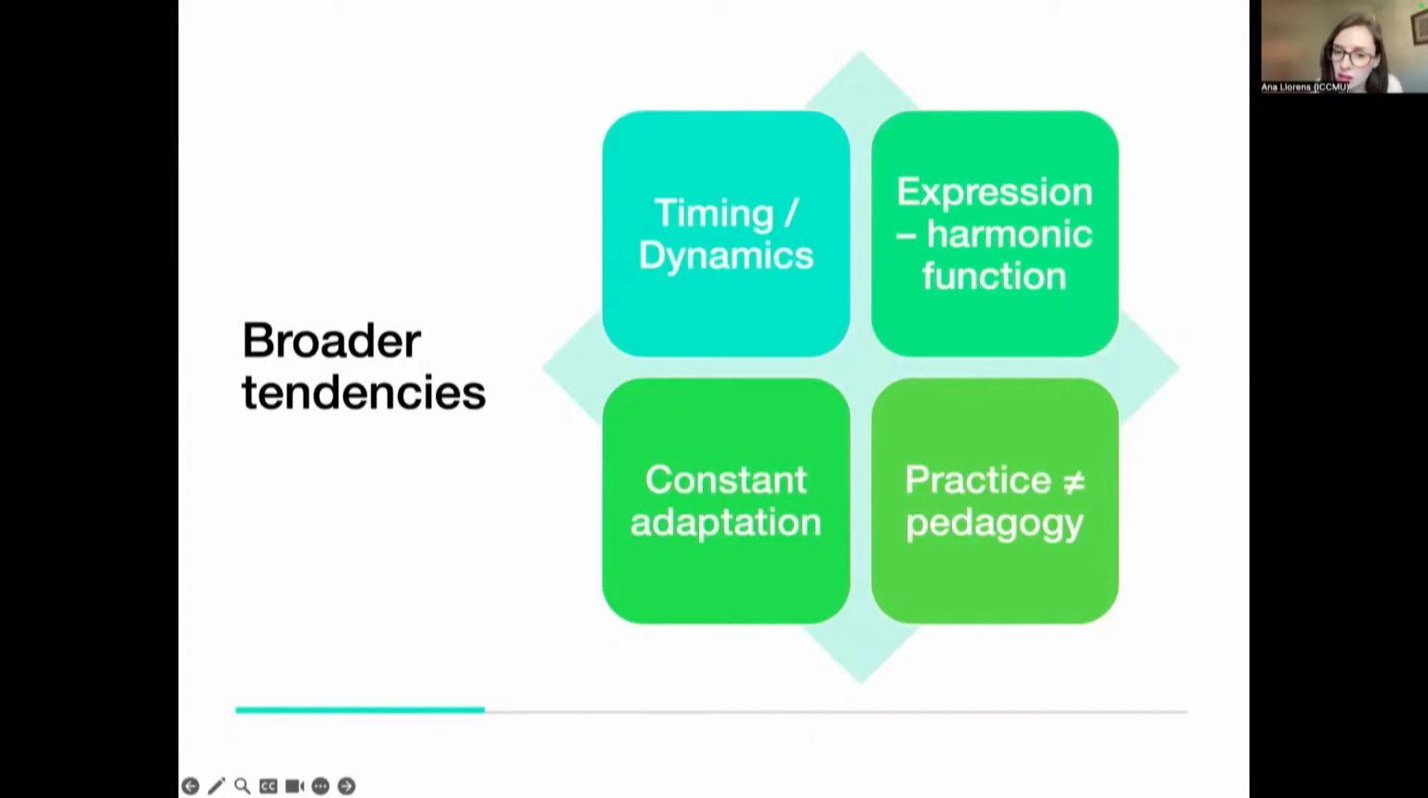He aligns expression with harmonic function. Crescendi and decrescendi often follow harmonic direction, not metric stress. Tension builds toward dissonance and recedes after resolution. He adapts constantly. Fingerings, bowings, phrasing, they all shift depending on context. Even repeated sections often differ in very subtle ways. Nothing is fixed.